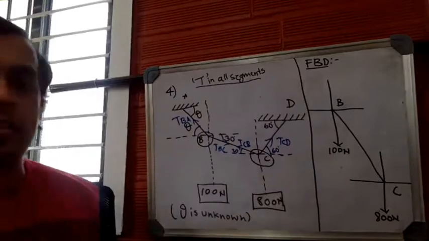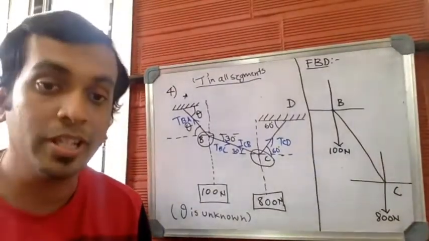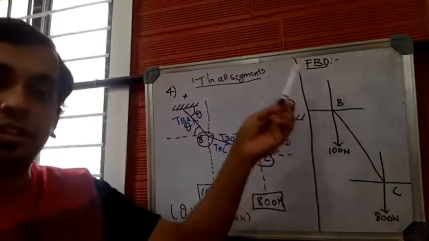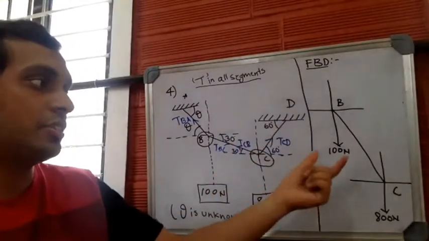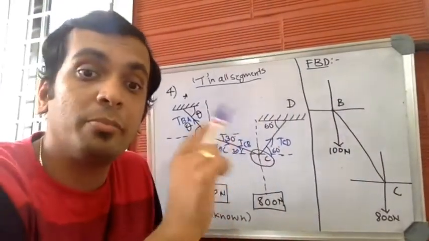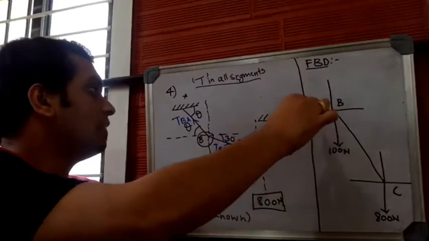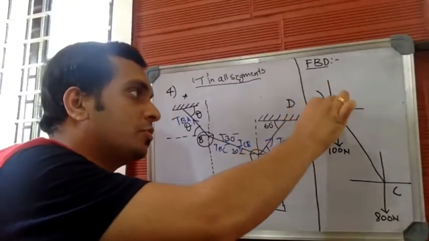Now let us draw the free body diagram. Drawing the free body diagram will be the next step. I have already drawn the coordinates and I have marked the suspended loads. Let us mark all the forces associated with junction point B. Junction point B. So let us go through this. You have T_BA.